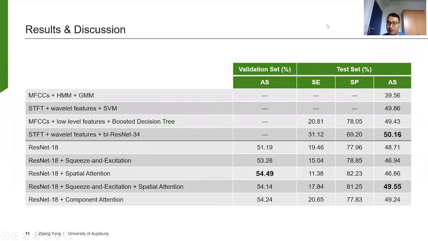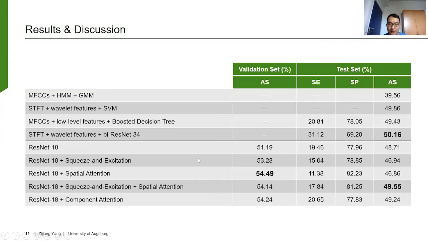This is the result of the state-of-the-art works and our proposed work. In this table, the upper 4 rows are the results of the state-of-the-art works. Their result on the validation set is not available, but on the test set, the best result is 50.16% average score, which is achieved by the STFT plus wavelet features plus the ResNet 34 model.